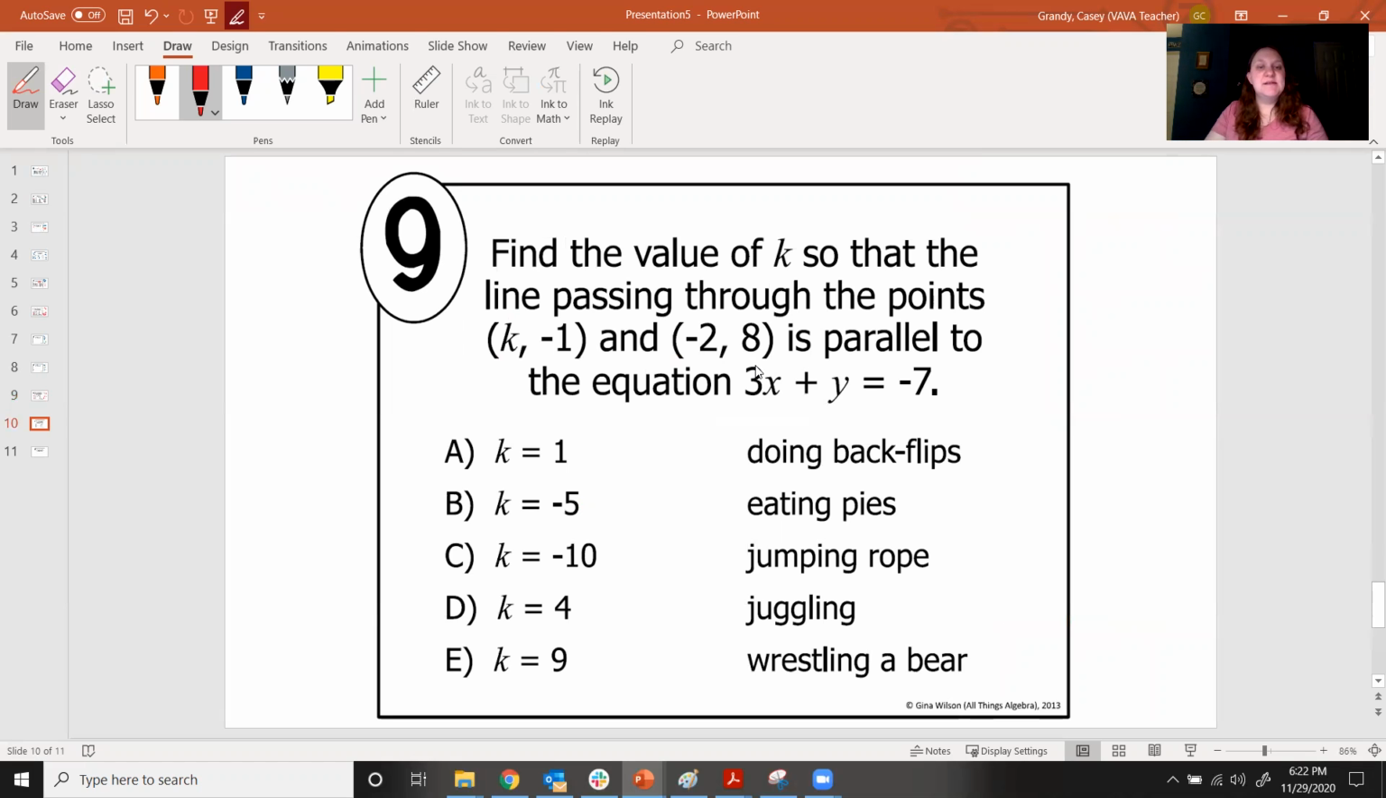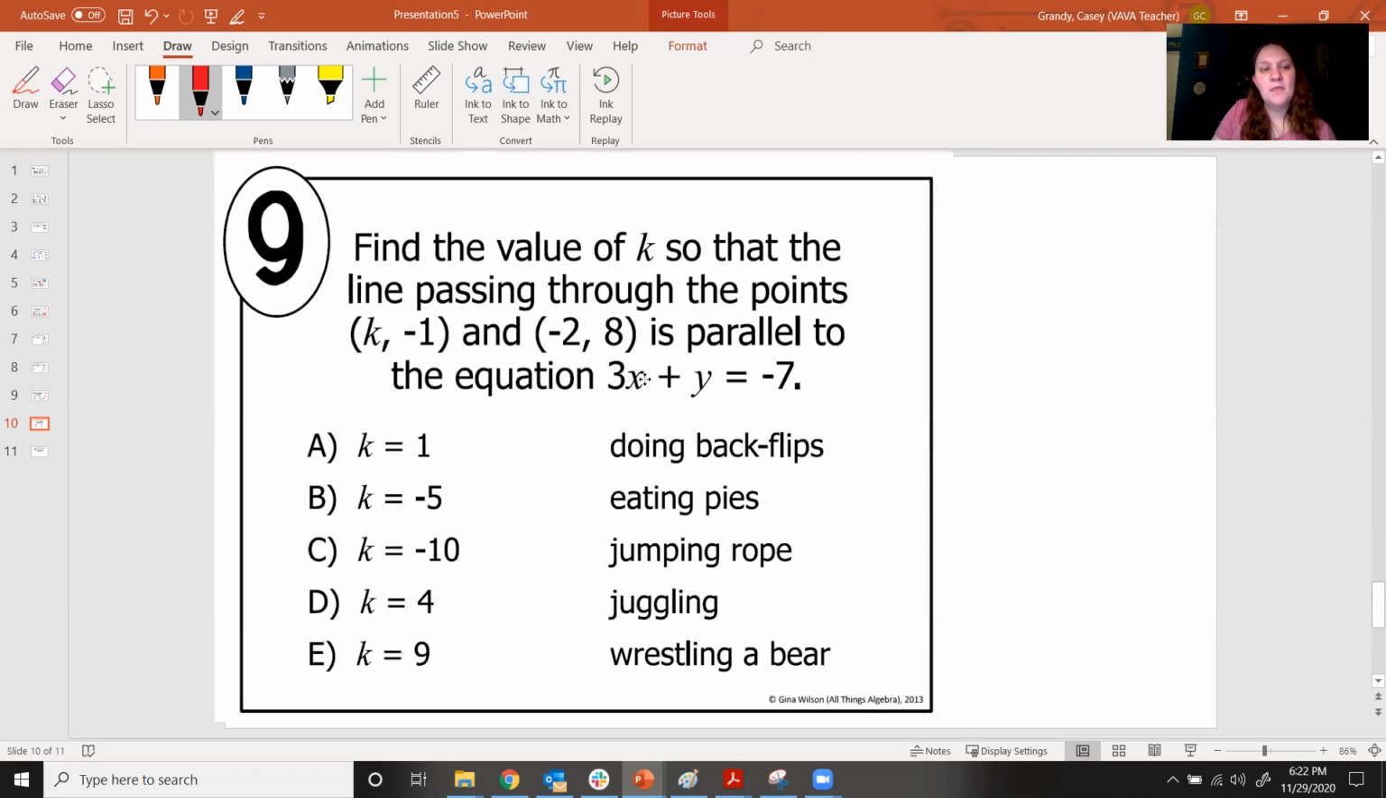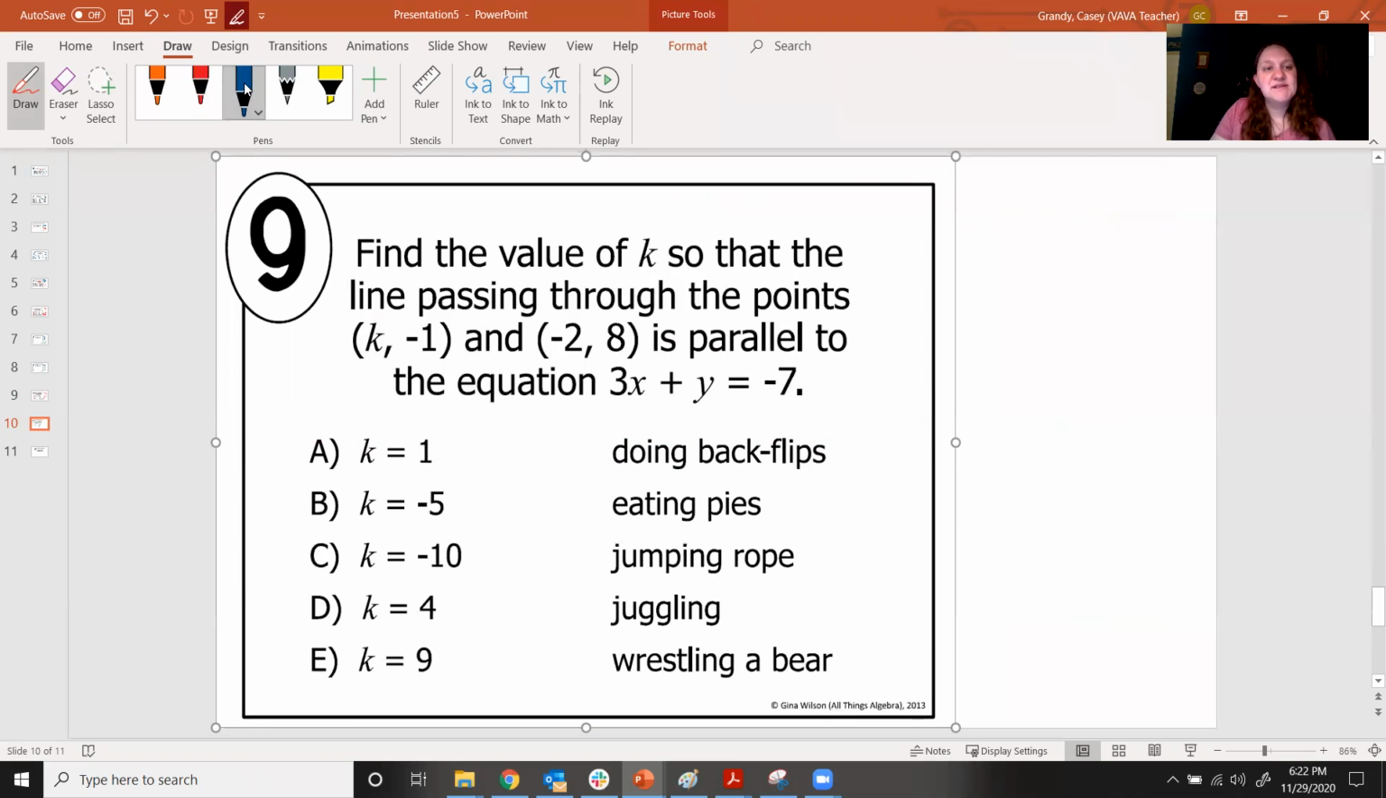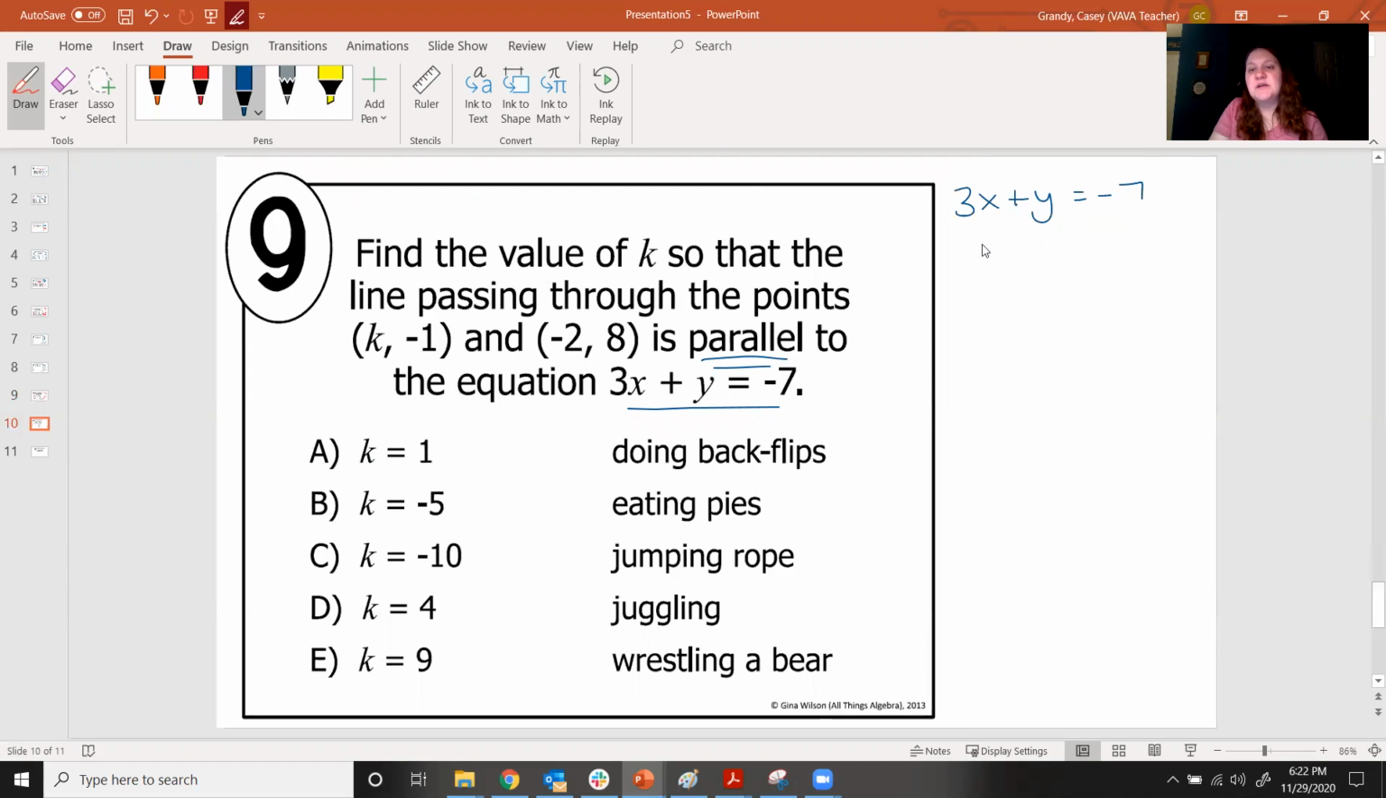All right, number 9. Find the value of k so that a line passing through the points (k, -1) and (-2, 8) is parallel to the equation 3x plus y equals -7. As soon as I see the word parallel, I know I'm thinking it has the same slope. So let's find the slope of this equation.